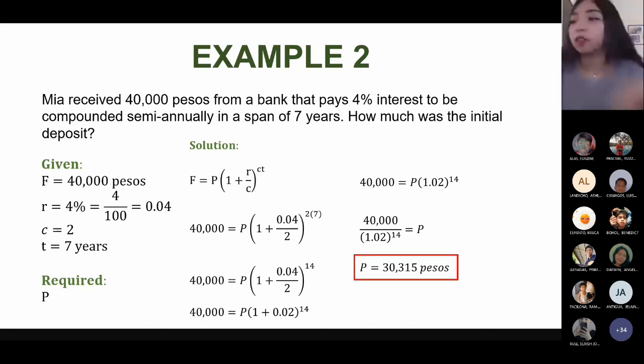Ayan. So, yun lang po yung dalawa nating example for compound interest. So, hatiin na lang siguro natin sa dalawang parts kasi hanggang dito lang yung kaya ni ma'am ng lalamunan.